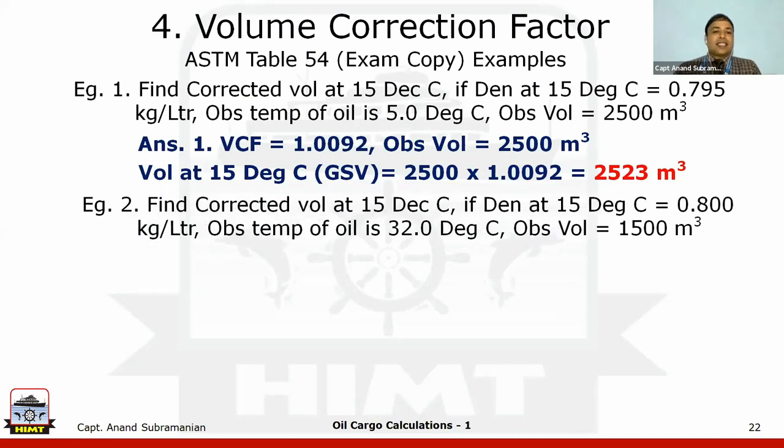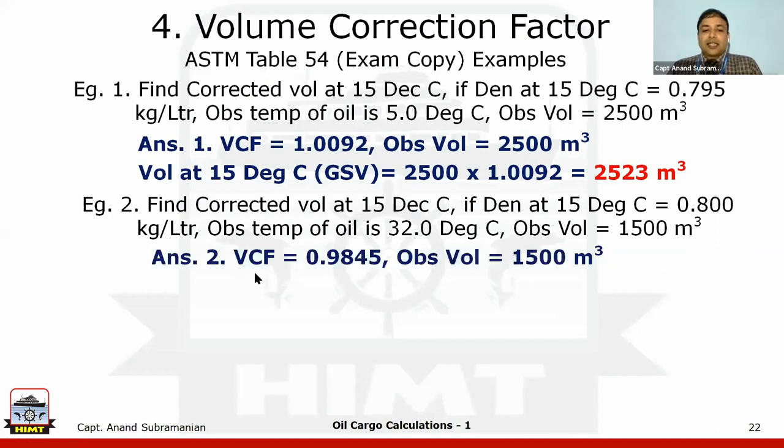Now let's take the next example, the one we did a few minutes back. Here we have to find the volume at 15 degrees Celsius. The density at 15 degrees Celsius is 0.8 kg per liter, and the observed temperature is 32. That's what we did just a few minutes back. And now the observed volume is 1500 cubics. What is the ambient temperature of this oil? 32 degrees. So from 32, we have to take it to 15. That means what are we doing to the oil? Are we going to expand it or contract it? Contract the oil. Cooling means contraction, so we are going to make it lesser in size.